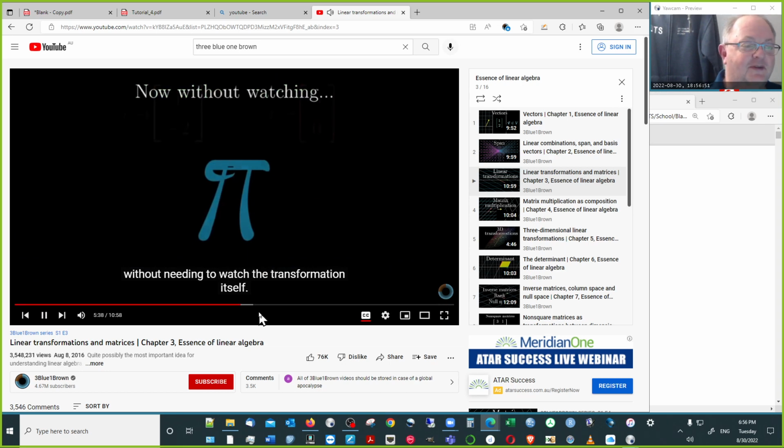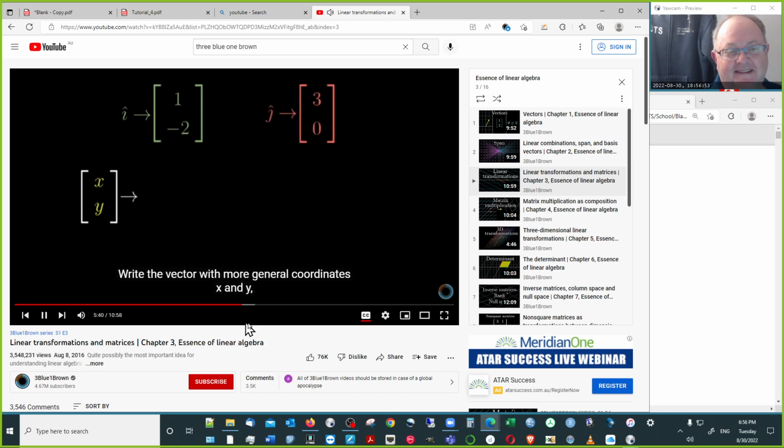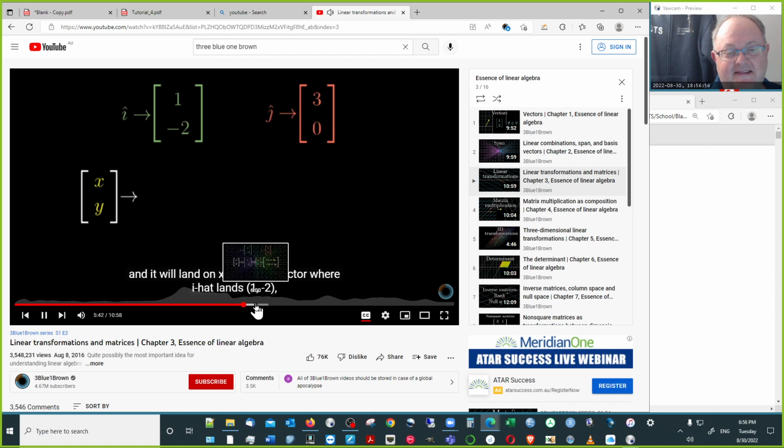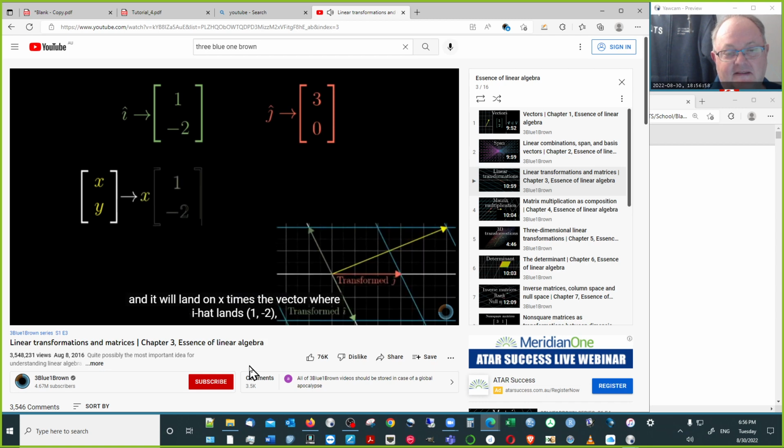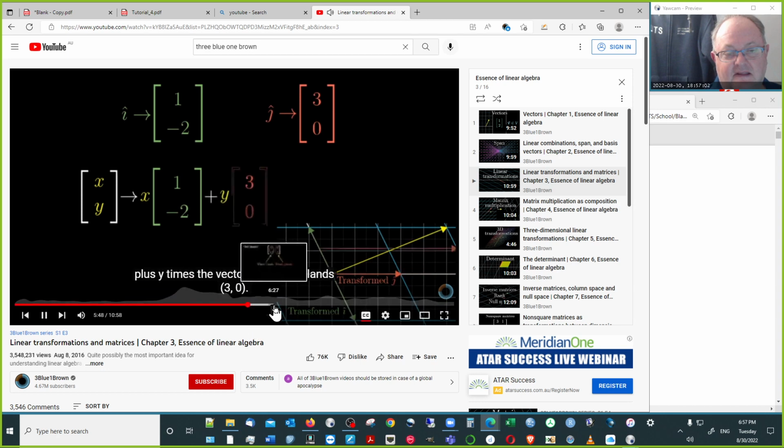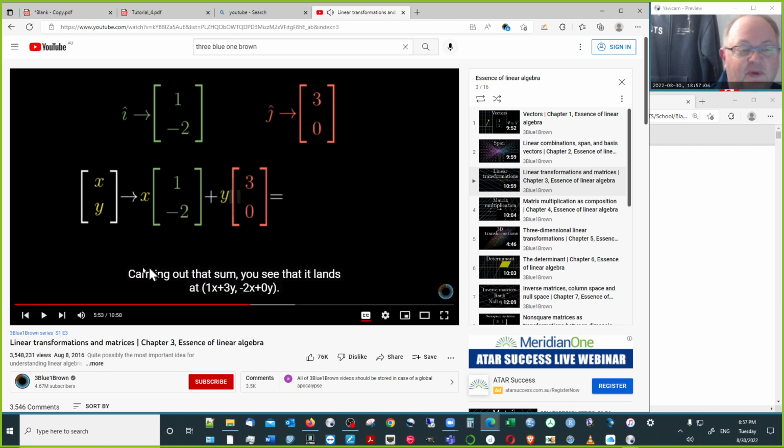I'm just trying to tease you a little bit. Write the vector with more general coordinates, x and y, and it will land on x times the vector where i hat lands, (1, -2), plus y times the vector where j hat lands, (3, 0). Carrying out that sum... I'm just going to pause it there now.